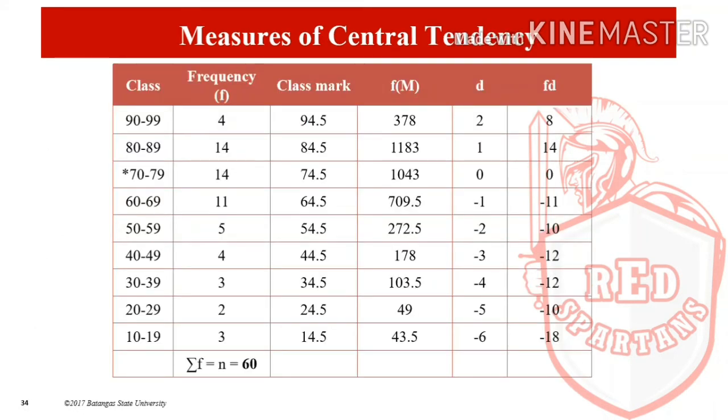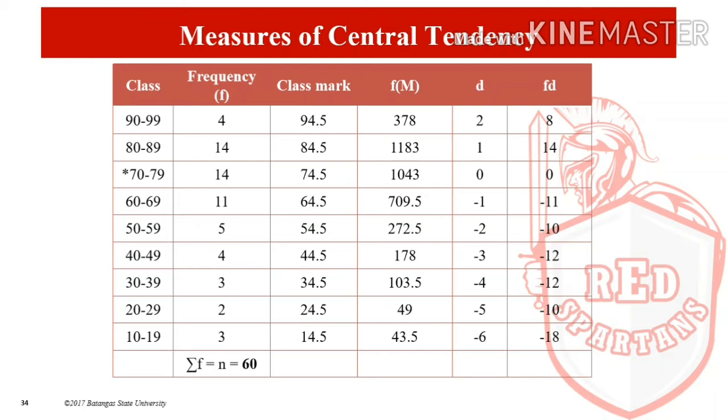So, balik tayo doon sa previous example natin. Ito yung ating table: yung class, frequency, then class mark. Nakalagay na rin diyan yung class mark. Kailangan nating i-identify kung nasaan ba yung ating median. Kung yung ating n ay 60, so even number, ibig sabihin ang ating middle value or median ay nasa pagitan ng 30 and 31.